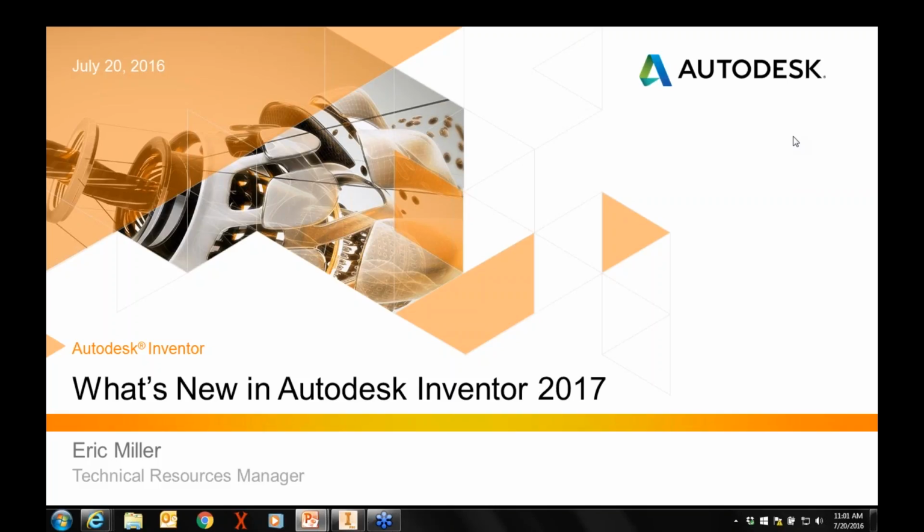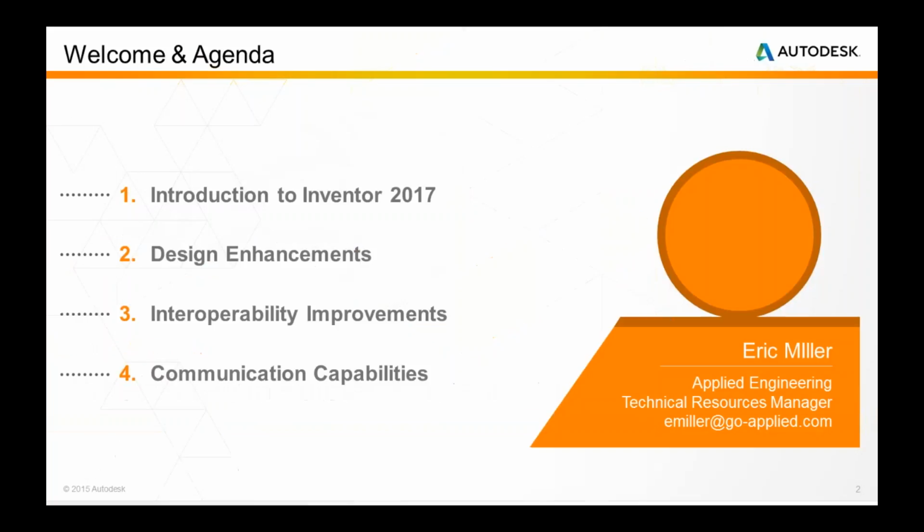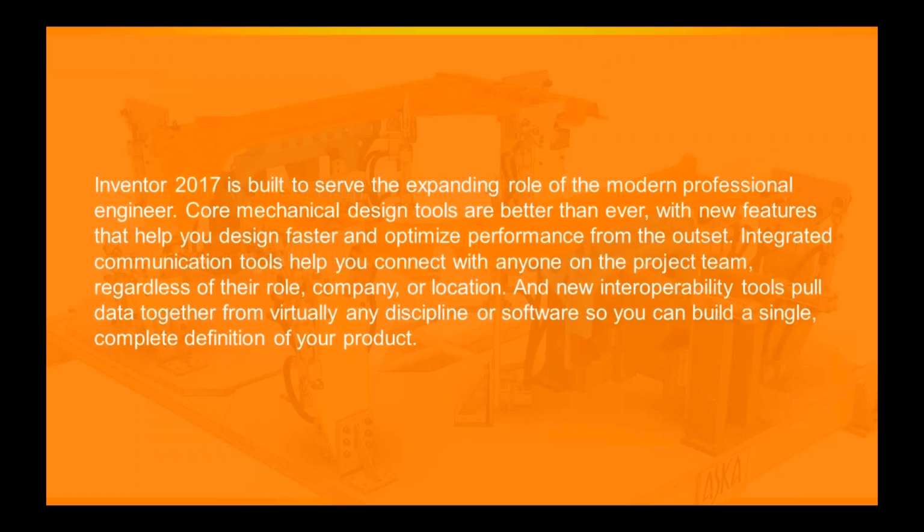And with that, we'll go ahead and start looking at some of the material here. First of all, just a little intro to what we'll be looking at today: a little blurb on Inventor 2017, their motto behind the software and what it's all about. We'll get into some of the design enhancements, which is the bulk of the presentation today, then interoperability improvements, and also some communication capabilities that are now integrated within Inventor. Those are the key areas.